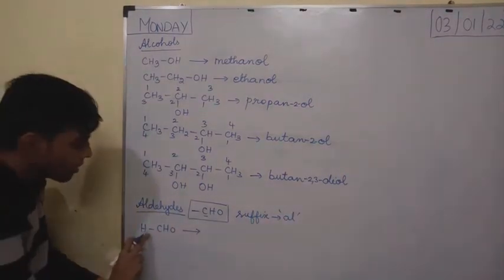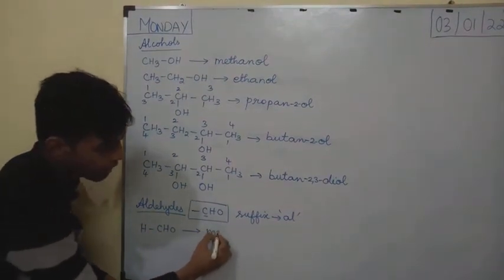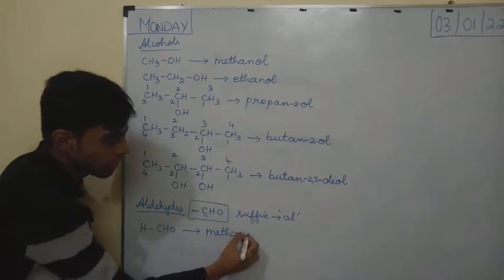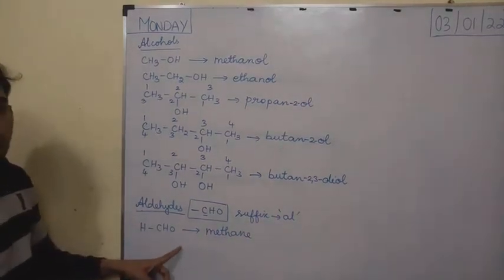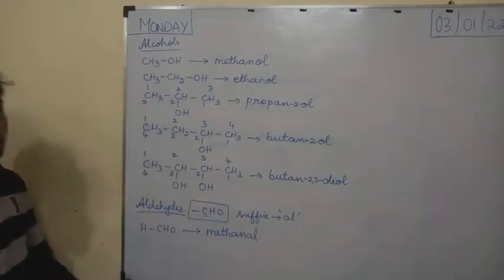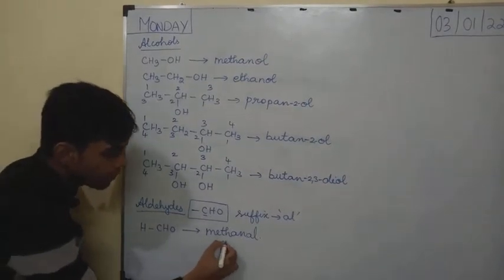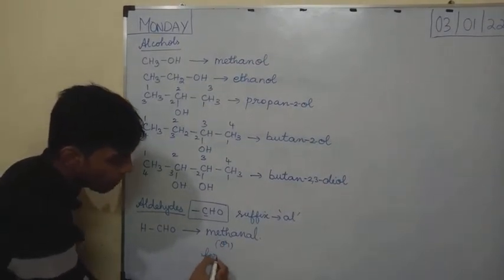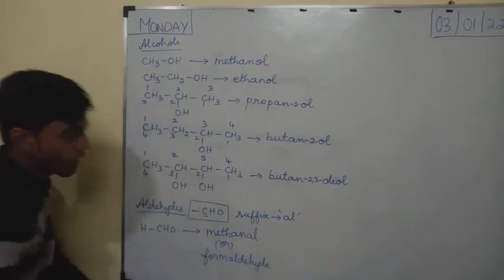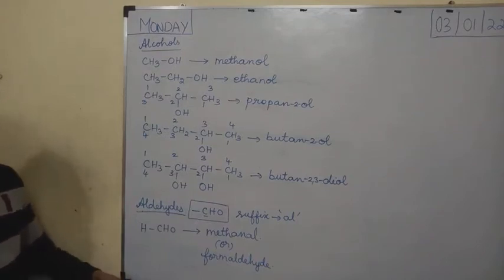For the aldehyde group, the suffix is AL. Okay, al. So how many carbons are there in this? One. One carbon means it is meth. Single bond is present, so ane. But the aldehyde group is present, so instead of this E, what suffix should we add? Al. So what is the name of this aldehyde? Methanal. The other name for methanal is formaldehyde.